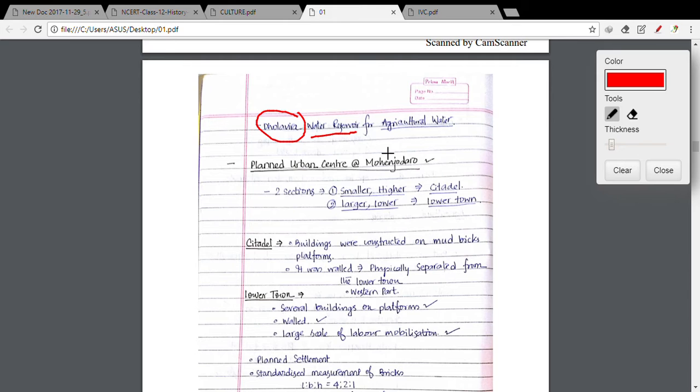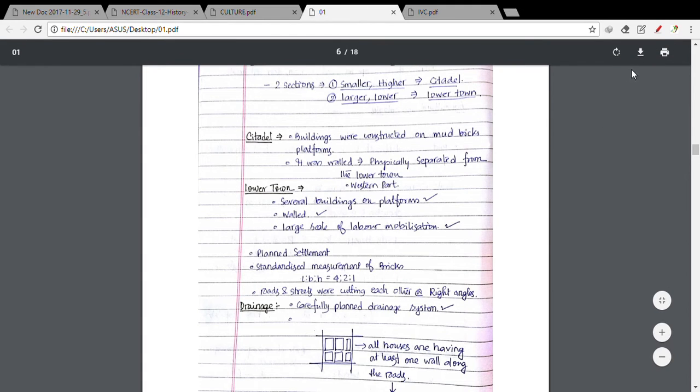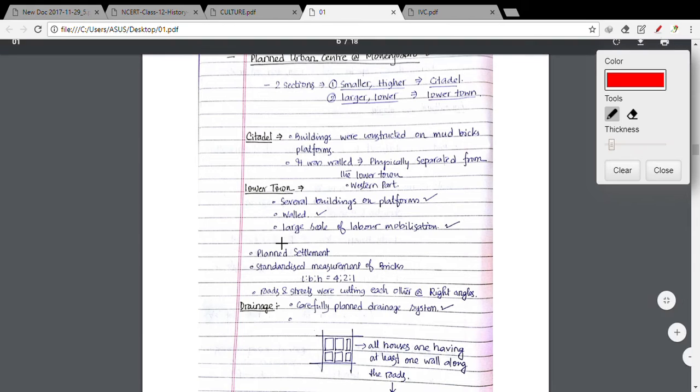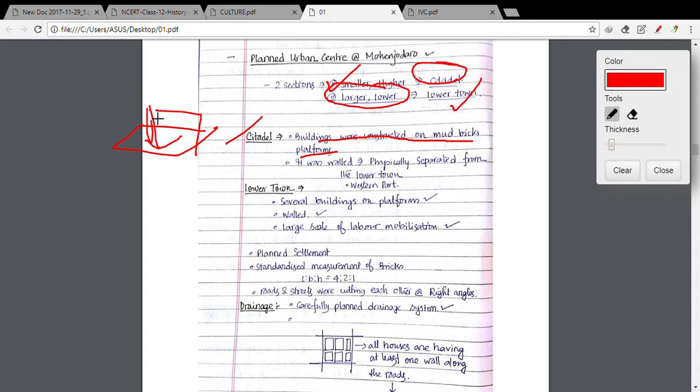Now the most distinctive and important part of Mohenjo-daro comes with the planned urban center. The Mohenjo-daro urban center was planned in two sections. The smaller and higher part is known as the citadel, and the larger and lower part is known as the lower town. In the citadel, the buildings were constructed on mud brick platforms. First the platforms were made out of mud bricks, and over this some structures or buildings were built. So that's why it was higher.